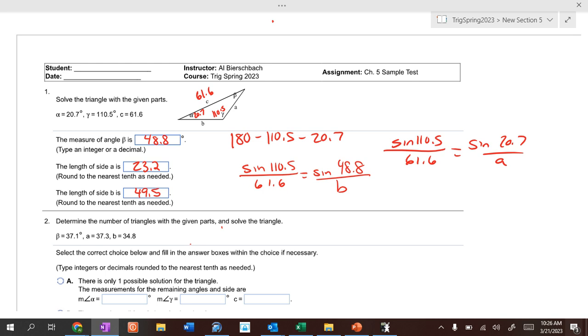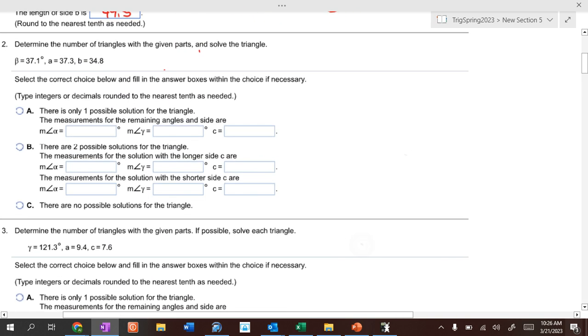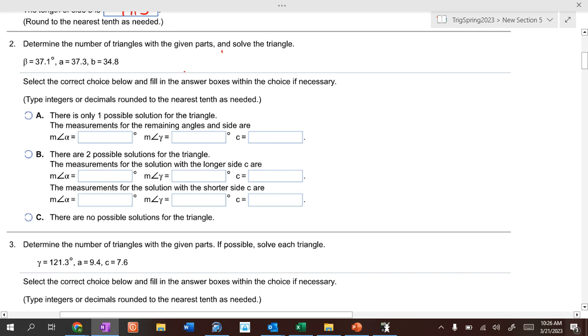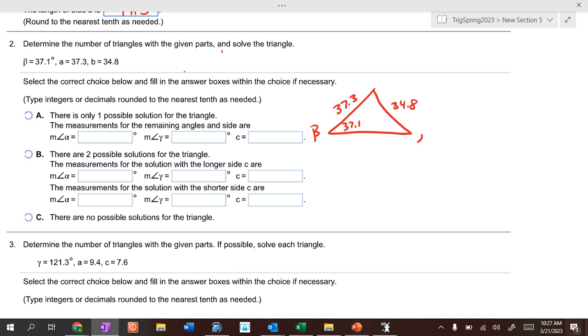Law of sines, easy peasy lemon squeezy, especially when you're finding sides. It's really easy. Okay, then we have the dreaded, could it be one triangle, two triangles, or zero triangles? Oh no. So we draw an acute looking triangle. Beta is 37.1, so you put what they give you first right here. The opposite of it is 34.8 because that's B. So this is beta. And then the other side you put here, 37.3. So that means this is alpha and this is gamma. Okay, label at the end. Put the things down here, here, here, and then label them at the end.